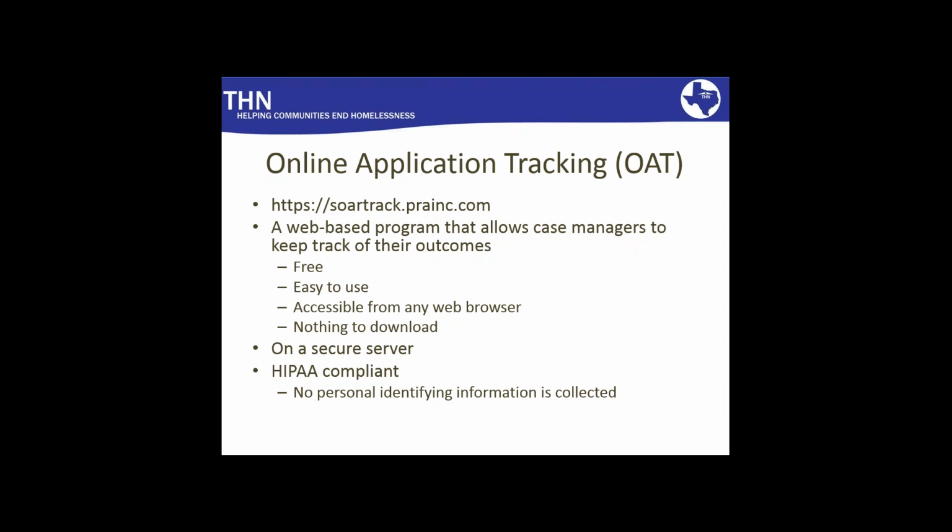If you Google SOAR Works, you can go to the portal there, and the tab will be mid-page for you to access the online application tracking, or OAT, tool. This web-based program allows case managers to keep track of their outcomes. This is, of course, a free tracking program. It is very easy to use. It is accessible from any web browser, and there's nothing to download. They keep all the information on a secure server, and all the information is HIPAA compliant. In actuality, there is no personal identifying information that is collected around your applicant and your application.